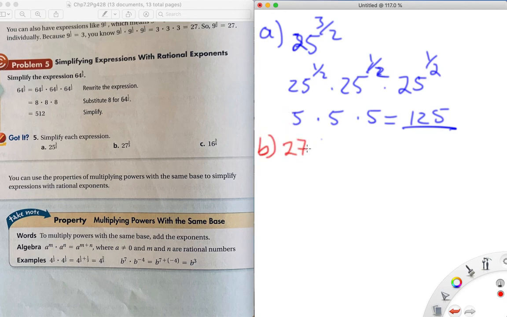27 to the 2/3. Okay. So again, this 2 tells me that I'm going to multiply it 2 times, and it's going to be 27 to the 1/3. So the equivalent expression is 27 to the 1/3 times 27 to the 1/3. The 3 in the denominator tells me what number do I multiply 3 times to get to 27? We did that earlier, and that is 3. So 3 times 3 equals 9. So it's 9.